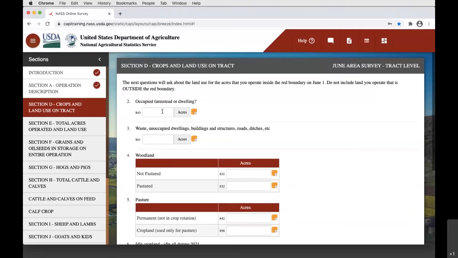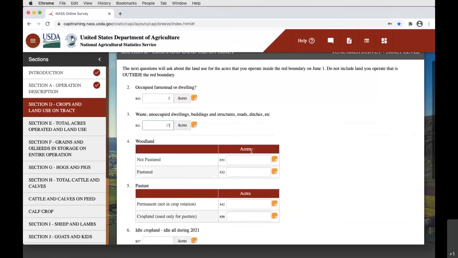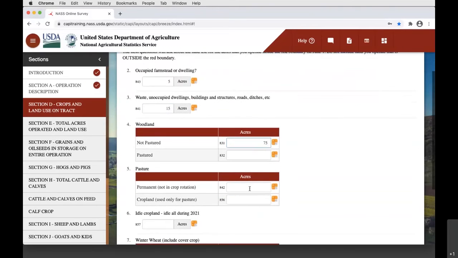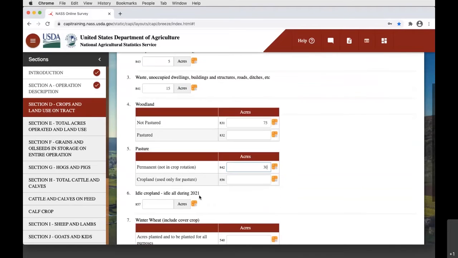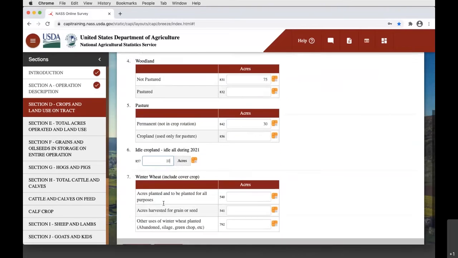So we'll start by saying I have a 5-acre farmstead. I've got 15 acres of waste. Say I've got 75 acres of woods. I've got 30 acres of permanent pasture. Let's say I have 10 acres of idle cropland. We'll put that in CRP.